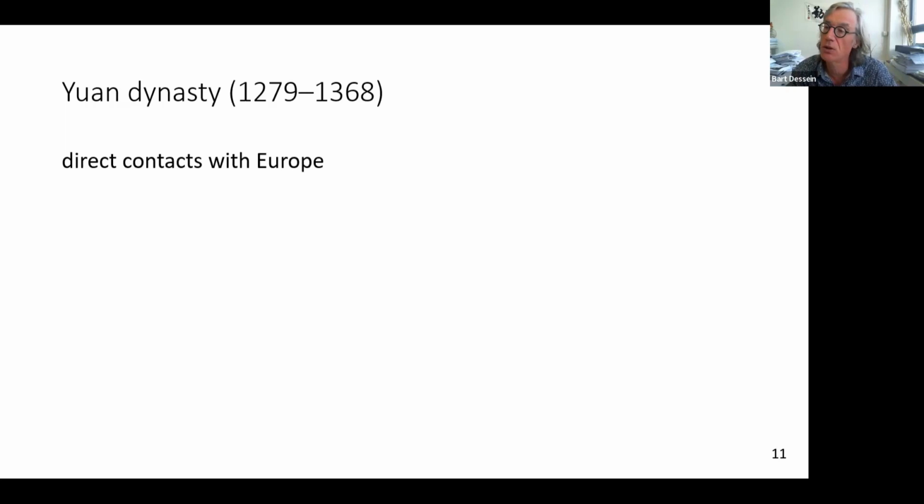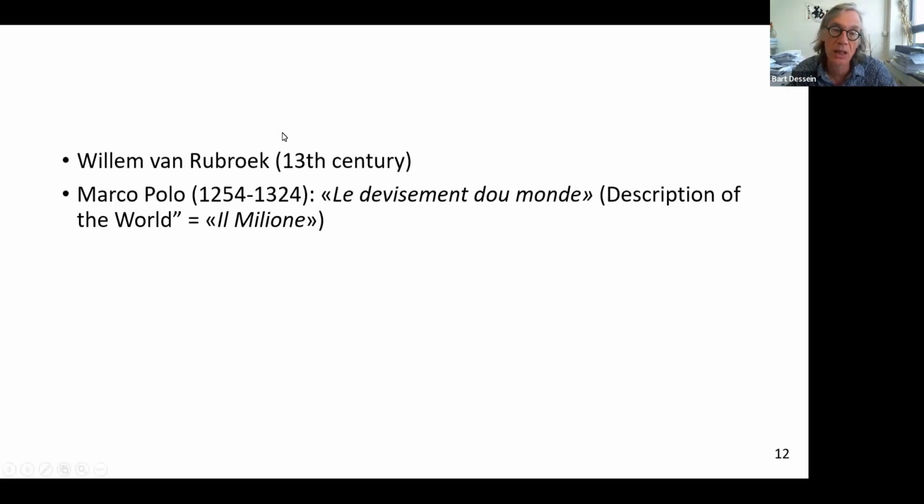This is, for instance, to be seen in the accounts of Willem von Rubroek, who was a friar, and who worked in the service, let's say, of the Khan, and the Khan in this respect referring to the Mongol emperor. And also it is the time of Marco Polo, who in his famous Le Divisement du Monde, the description of the world, writes about China as he allegedly saw it.